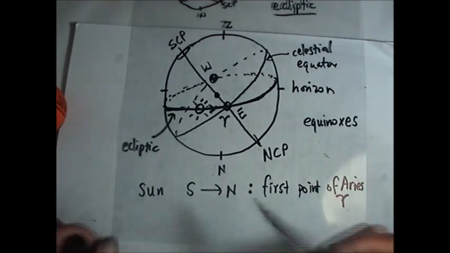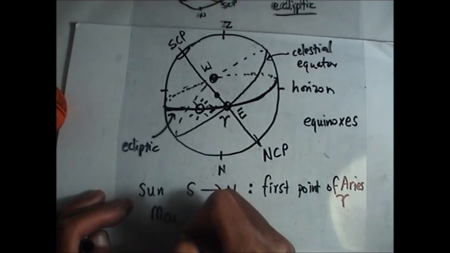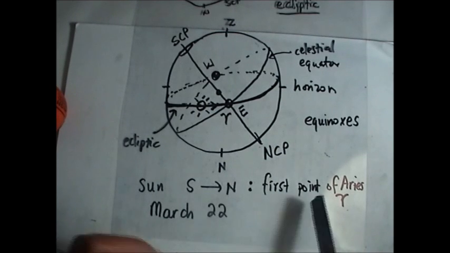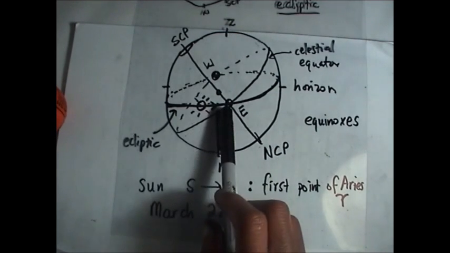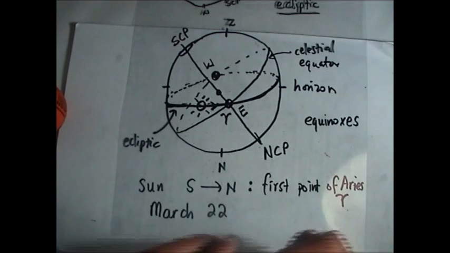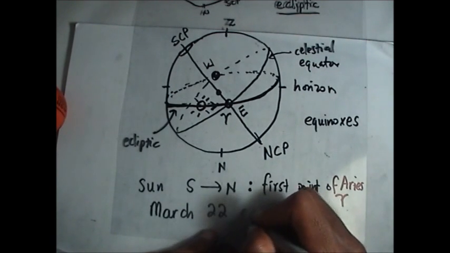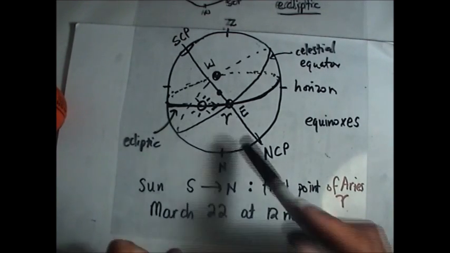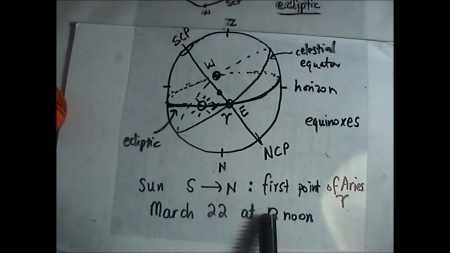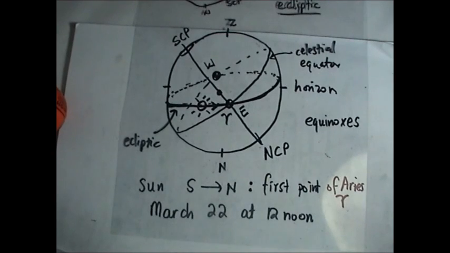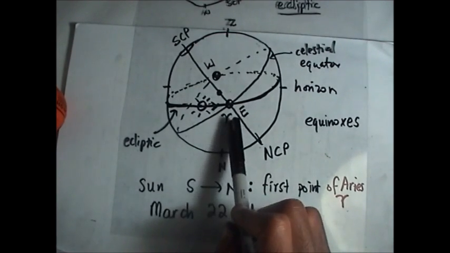And this happens on March 22. This is a date you have to know off by heart. The first point of Aries, when the sun is at the first point of Aries, happens on March the 22nd. People usually assume it happens at 12 noon. On March 22 at 12 noon, that's where the sun will be. It will be at this point, the point V.